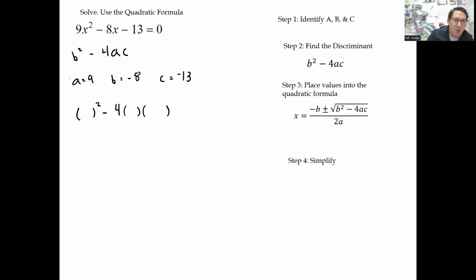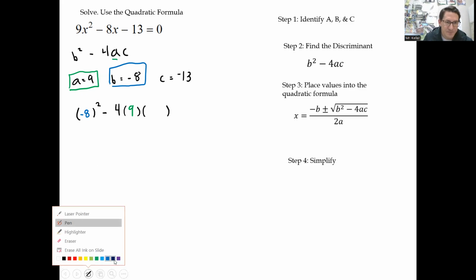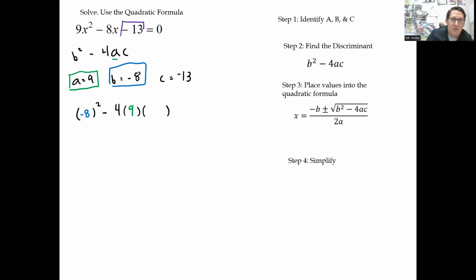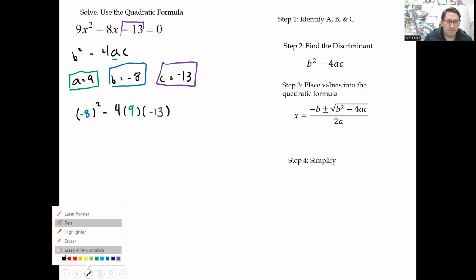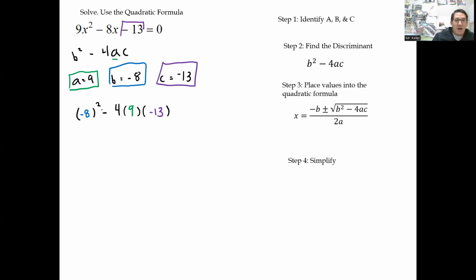Again, substitute things appropriately. So A is 9, that goes here where the A is. B is -8, so that's going to come here where the B is. And then C is -13. So here I'm going to change this to plus a -4 just to help make things a little bit easier. I'm going to need a little calculator.